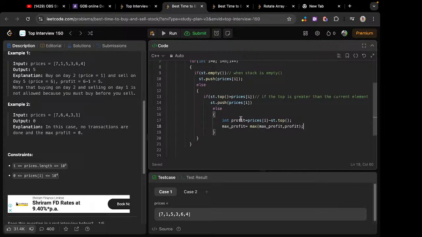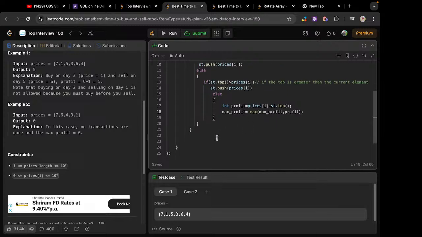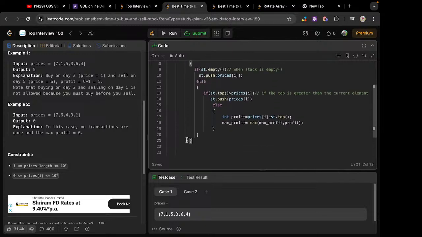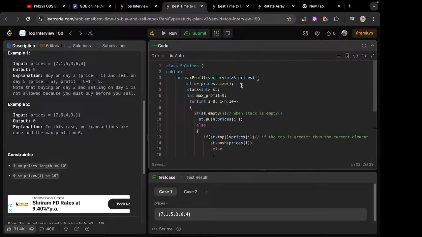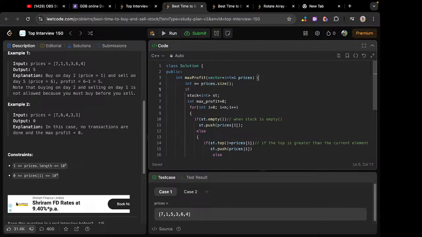Is there any problem I can face? Let me return it first, then I will think about it. Return max profit, and if the size is less than 2, then return 0. Let me run it.